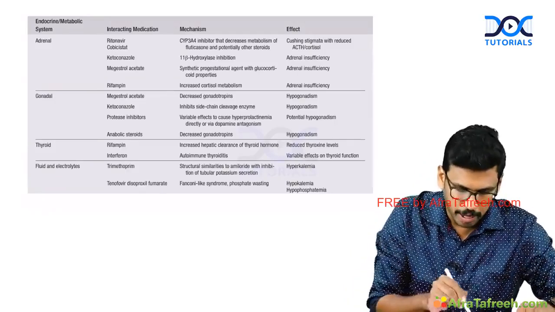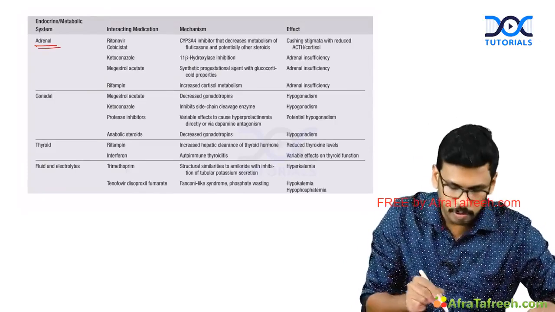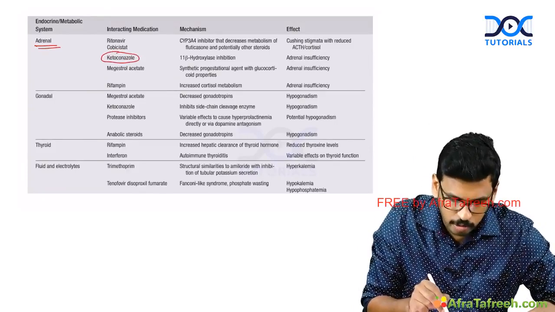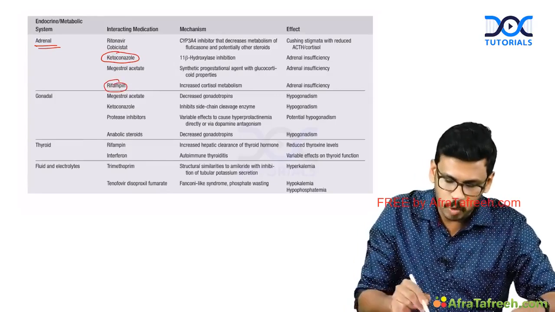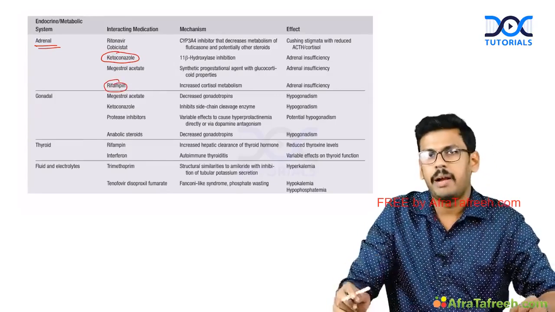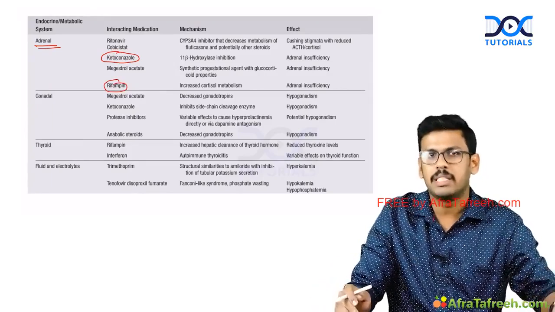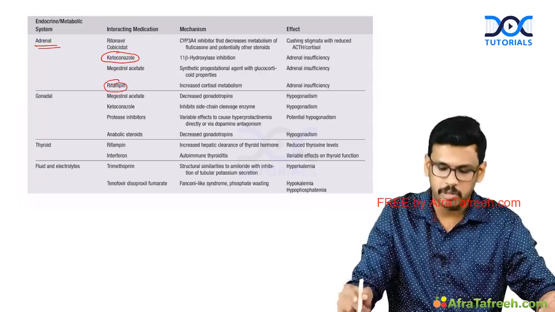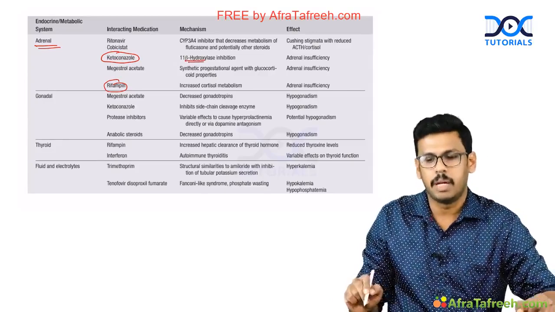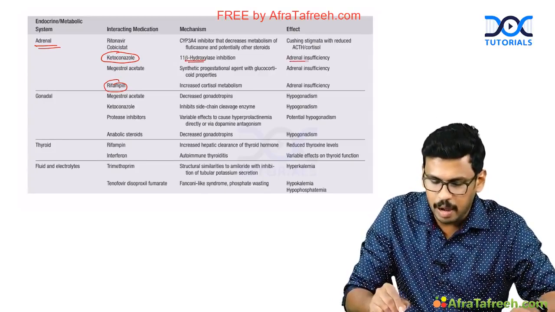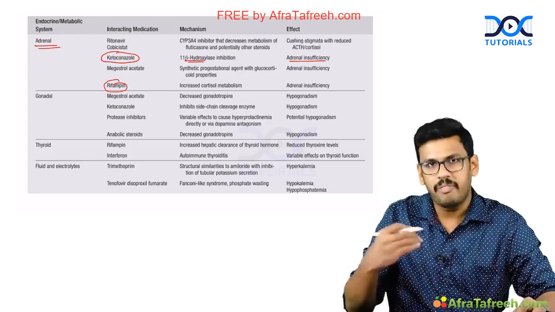With regards to adrenal, the two important points you will have to keep in mind is the effect of ketoconazole and rifampicin. Ketoconazole, as we have learned in Cushing syndrome, has an inhibitory effect on adrenal steroidogenesis at multiple levels. It inhibits 11 beta hydroxylase, side chain cleavage enzyme, 17 alpha hydroxylase, etc. Due to 11 beta hydroxylase and side chain cleavage enzyme inhibition, they can result in adrenal insufficiency. Also, rifampicin, by a different mechanism.